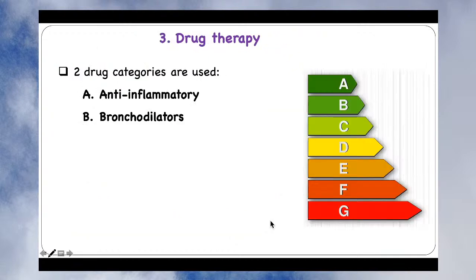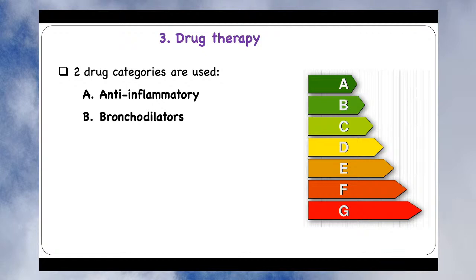And lastly, which is our interest and very important in terms of pharmacology, it is the drug therapy, right? In the treatment of asthma, you give two important categories of drugs. The first important category is the anti-inflammatory drug, because we have seen that in bronchial asthma, patients suffer from inflammation of the lumen.